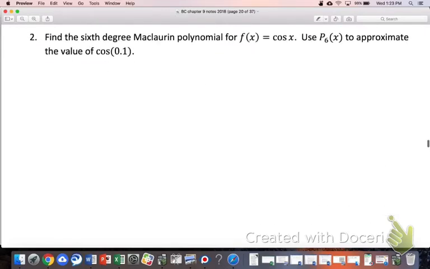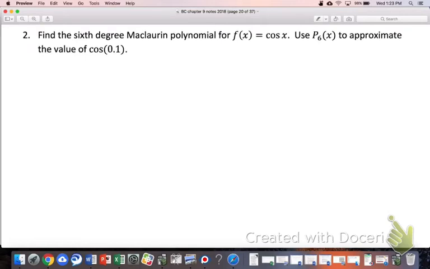Okay, so let's take a look here then at number 2. Number 2 says, find the 6th degree Maclaurin polynomial for f of x equals cosine of x. And once we get that, we're going to use that 6th degree polynomial to approximate cosine of 0.1. Okay? So I thought maybe I'd start off with a term or two and get some momentum and see if you guys can finish this off.